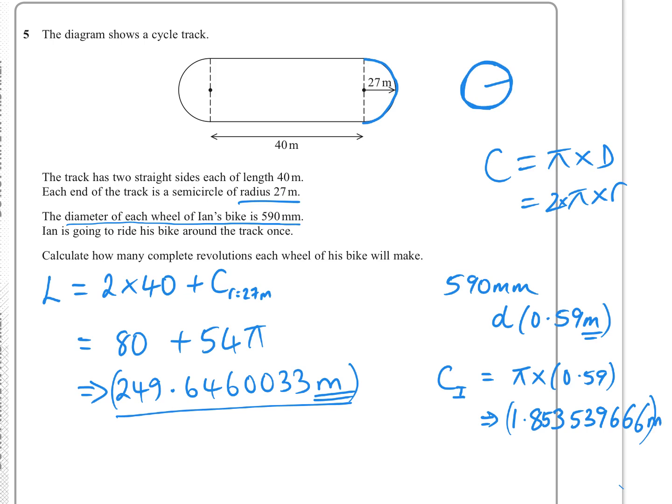So all we have to do is this number here divided by this number here. And so on, divided by, but for goodness sake, whatever you do, write down every single digit on the calculator display. So I'm going to do that now.